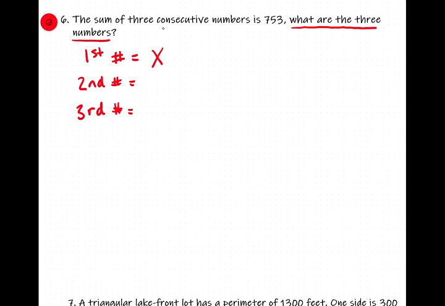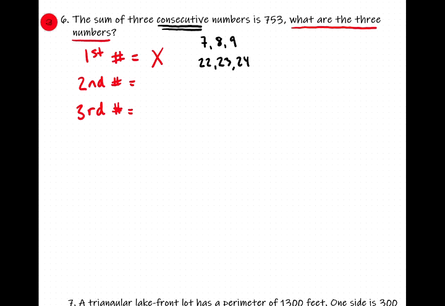Now, what does the word consecutive mean? Consecutive numbers, let's go with a different color here. Consecutive means one after another. So 7, 8, 9 would be consecutive, or 22, 23, 24 would be consecutive. Any 3 numbers one after another. So if you have 3 consecutive numbers, for the second number, you add 1 to the first number, like 7 plus 1 equals 8.